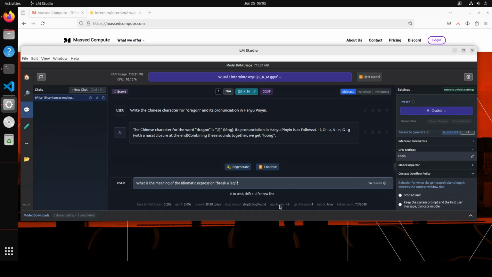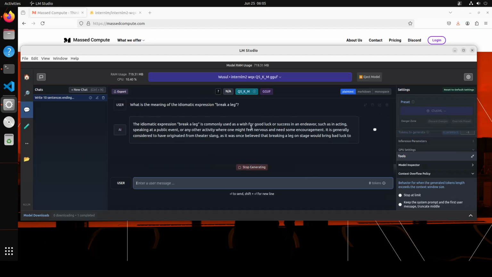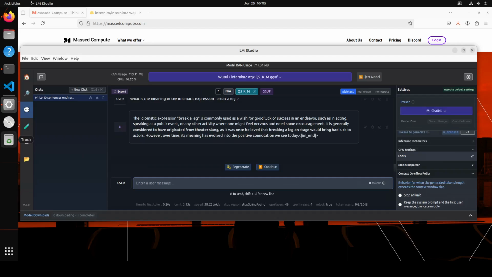Okay, let's try out English. So first I'm asking it, what is the meaning of the idiomatic expression break a leg? It means good luck. So let's see if it knows about good luck. Yes, wish for good luck. English is amazing.